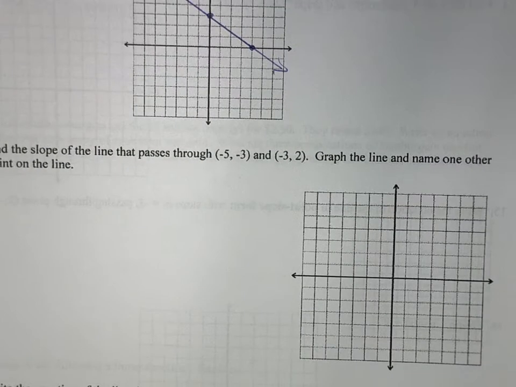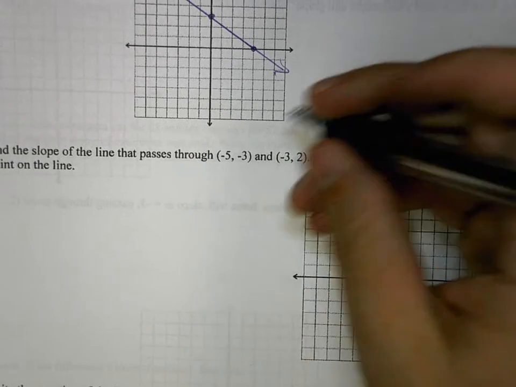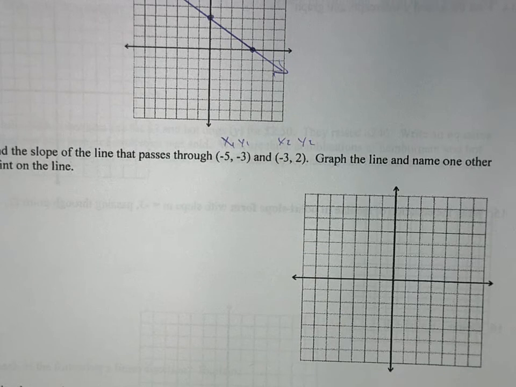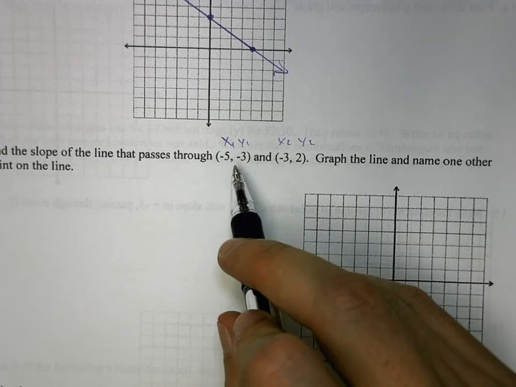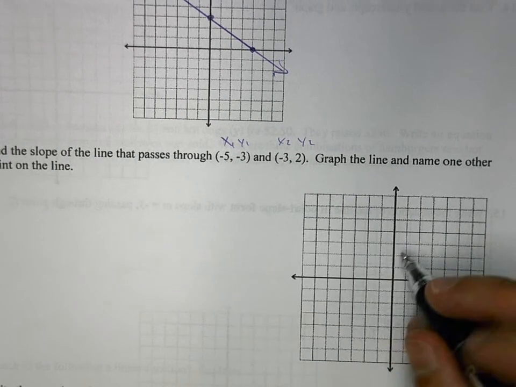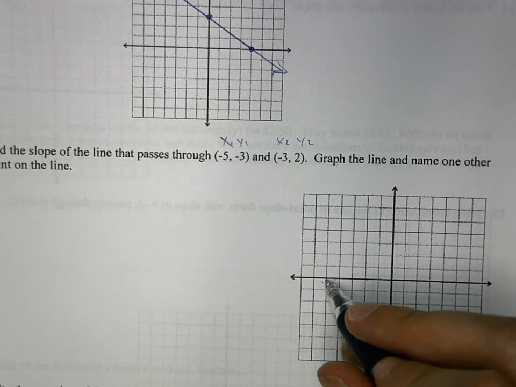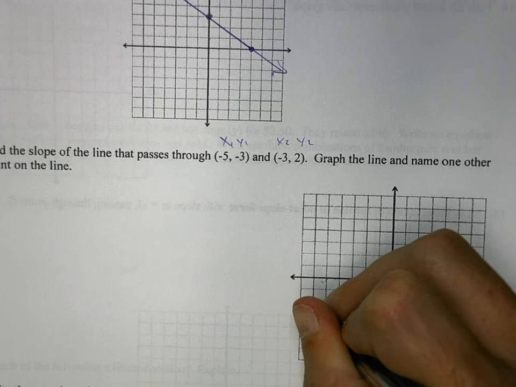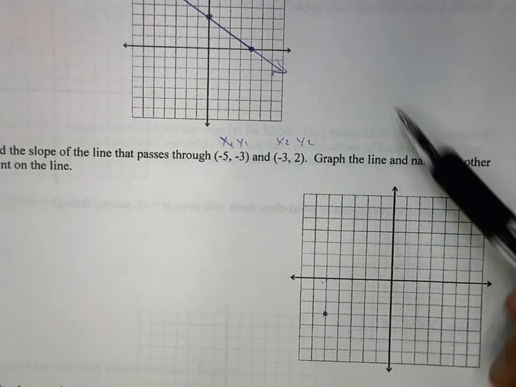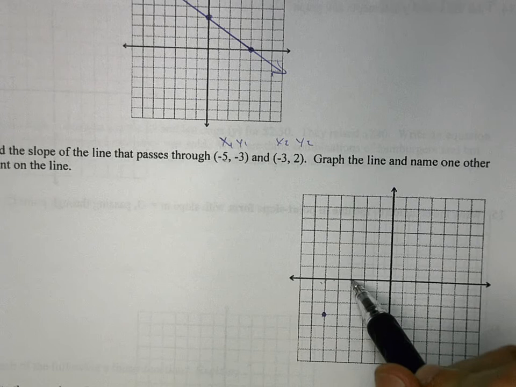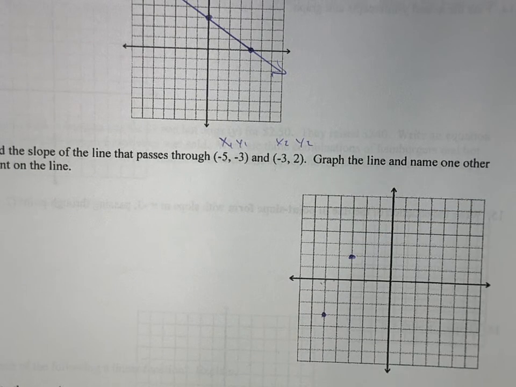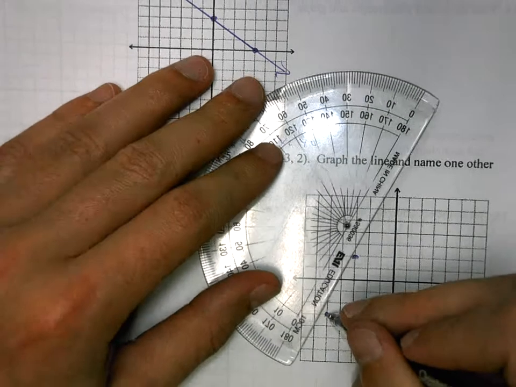For number 11, find the slope of the line that passes through the points. Slope: x1, y1, x2, y2. Actually, you don't even need to do the slope formula. Just plot the points. X is negative 5, so 1, 2, 3, 4, 5. Y is negative 3, 1, 2, 3. Put the point. Negative 3, comma 2. So right or left, 1, 2, 3, up 2. Put the point. So let's graph it now.